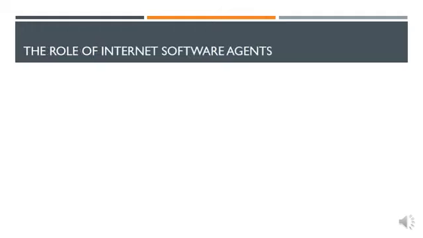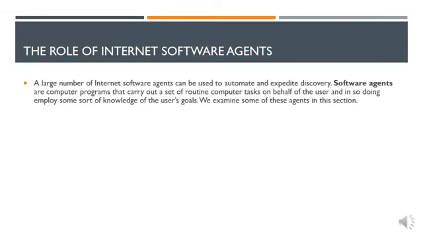The role of Internet software agents. A large number of Internet software agents can be used to automate and expedite discovery. Software agents are computer programs that carry out a set of routine computer tasks on behalf of the user, and in so doing employ some sort of knowledge of the user's goals. We examine some of these agents in this section.